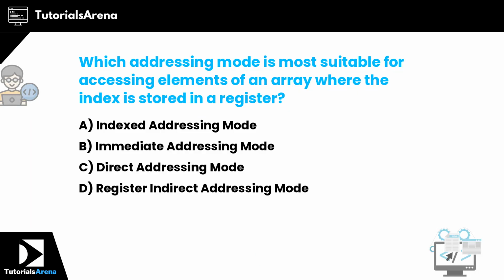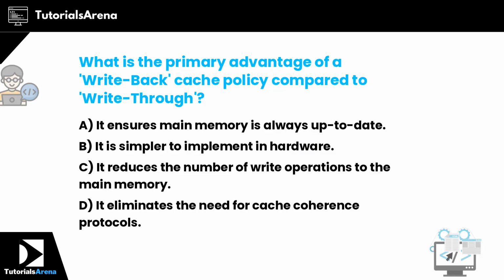Which addressing mode is most suitable for accessing elements of an array where the index is stored in a register? The correct answer is option A, indexed addressing mode. What is the primary advantage of a write-back cache policy compared to write-through? The correct answer is option C. It reduces the number of write operations to the main memory.